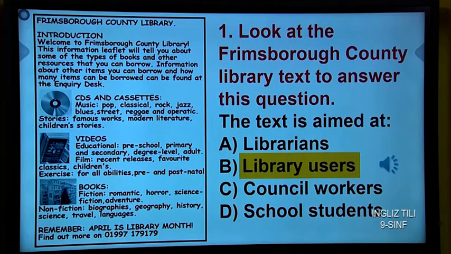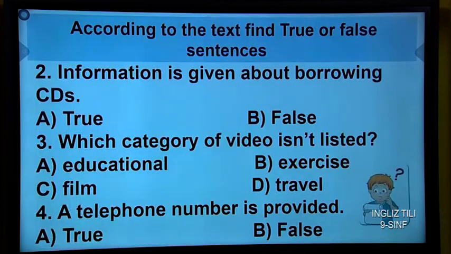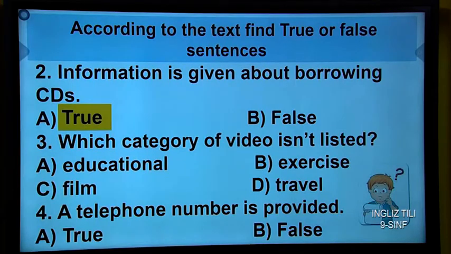Now, our second task. Second question. According to the text, find the true or false sentence. 2. Information is given about borrowing CDs. A. True. B. False. Did you find it when you listened to the text? Yes, it is true. It's about borrowing CDs and books.